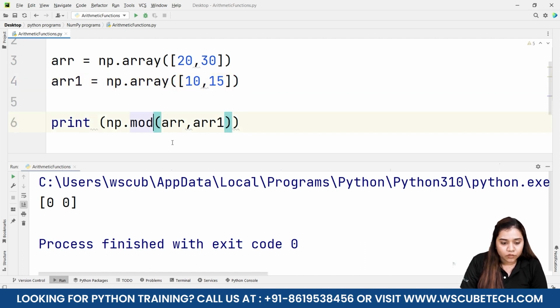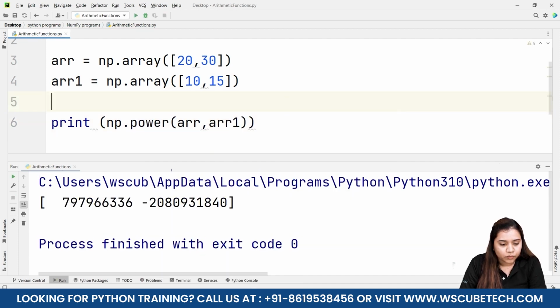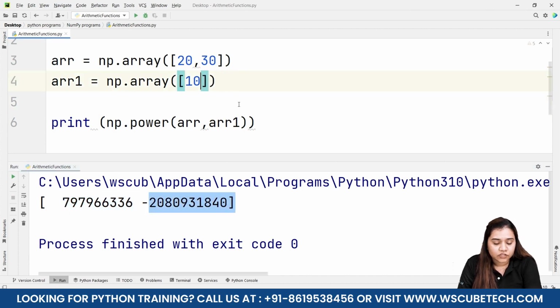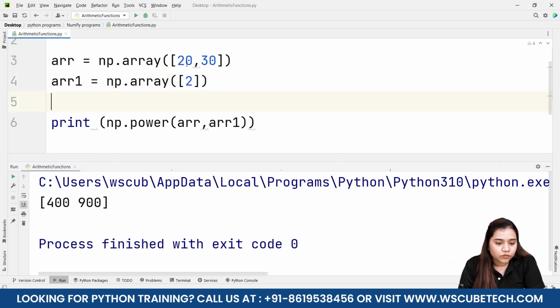Similarly, if I talk about power, for that we simply write power. As soon as we run it, we get the output that the power of 20 would be this much and the power of 30 would be this much. Actually, we'll just pass one value for this, so we'll write 2. If I write 2 here, 20 raised to the power 2 is 400 and 30 raised to the power 2 is 900.